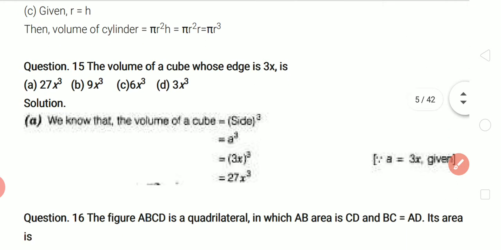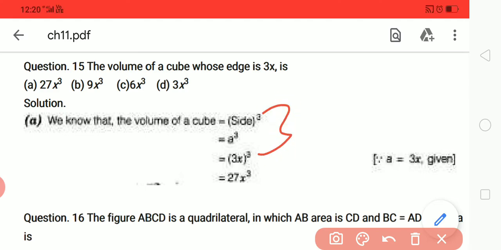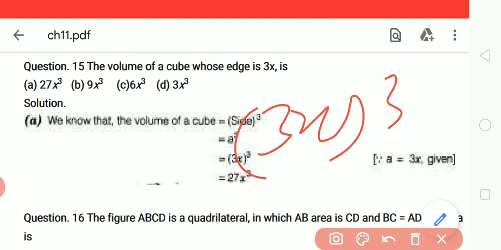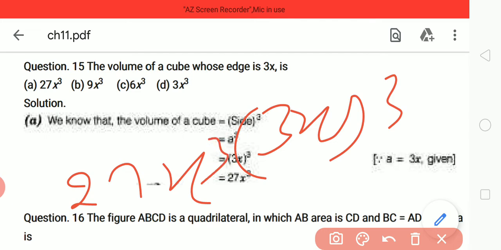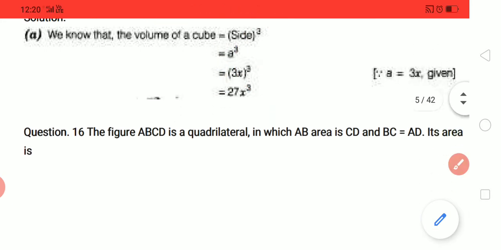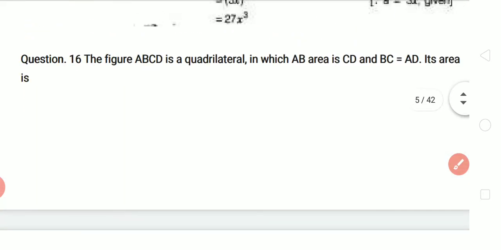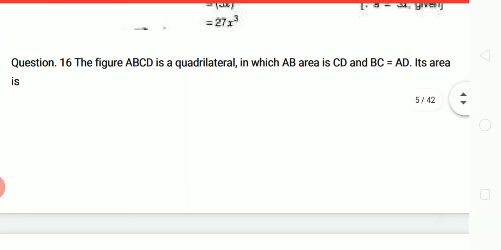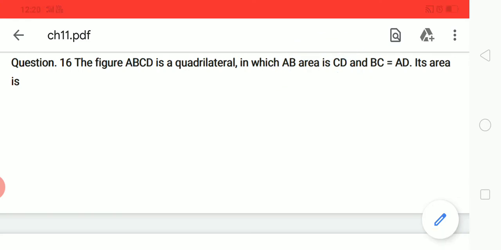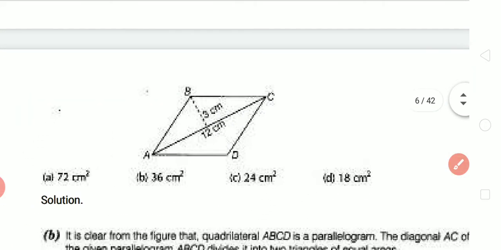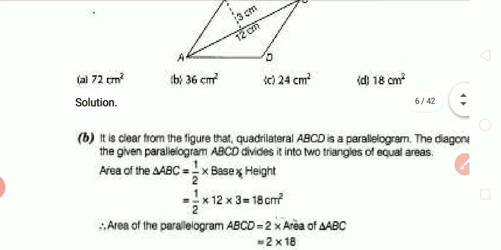Come to question 15. The volume of a cube whose edge is 3x, so the volume will be 3x cube, right? So 3 cube is 27, and x cube, so it is A. Come to question number 16. ABCD is a quadrilateral in which AB is equal to CD and BC is equal to AD. Its area is asked. AB is wrongly given, AB is equal to CD, maybe.